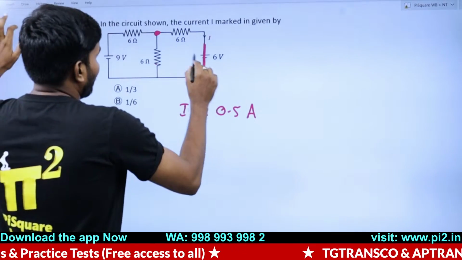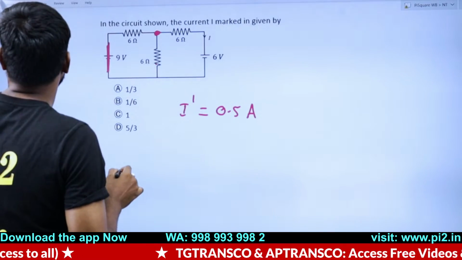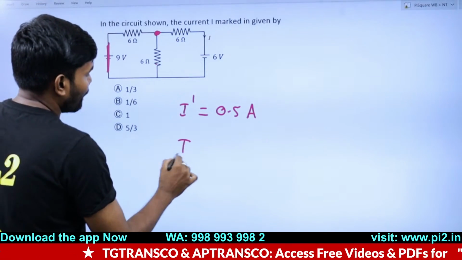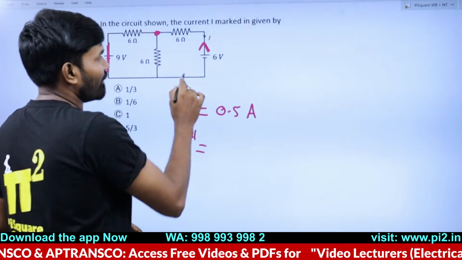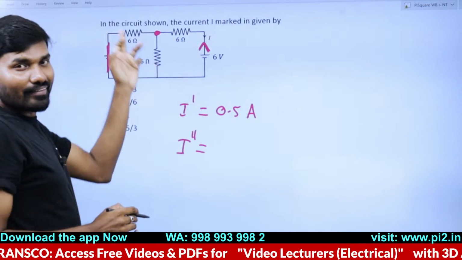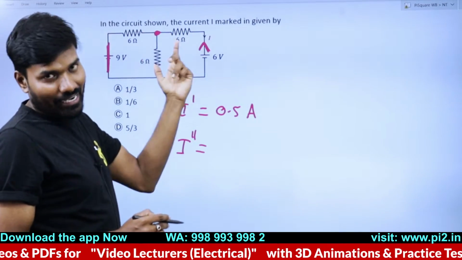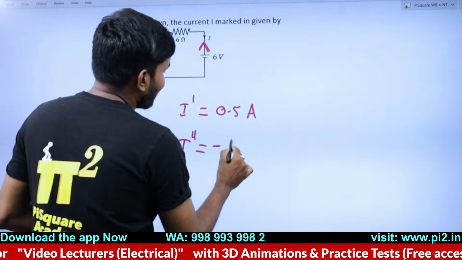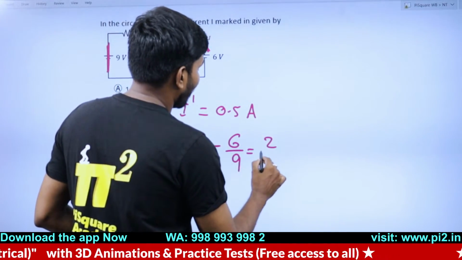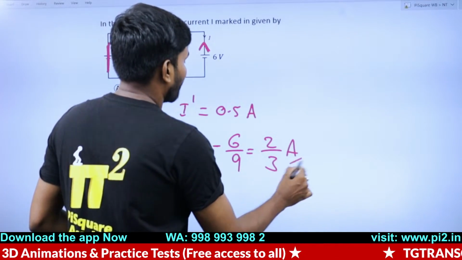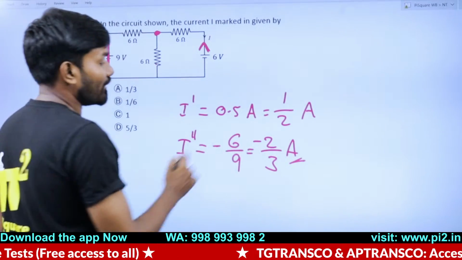Now, next, you short circuit this and find out the current I double prime. I'm finding this current, and these two are in parallel, 3 and 6 in series, 9. So the current is minus 6 by 9, which means 2 by 3 ampere. This is 1 by 2 ampere. This is, sorry, minus 2 by 3 ampere.